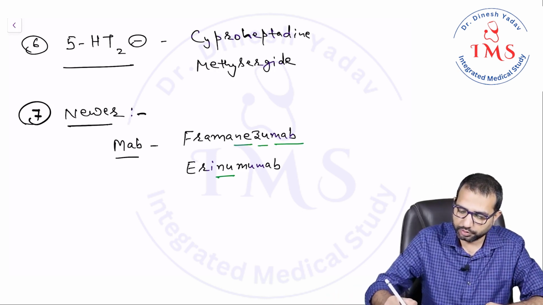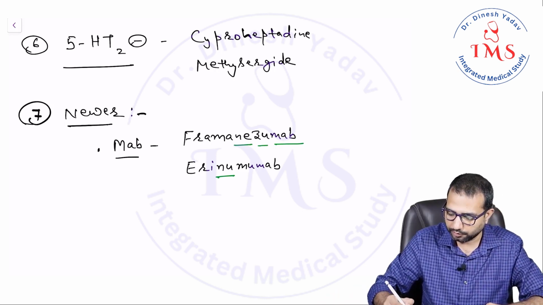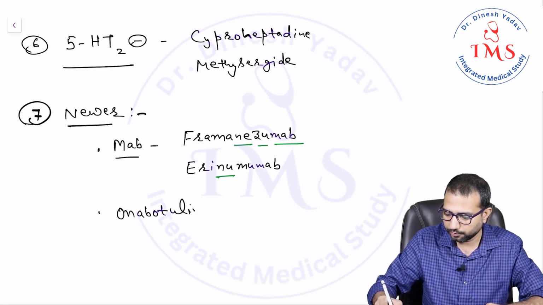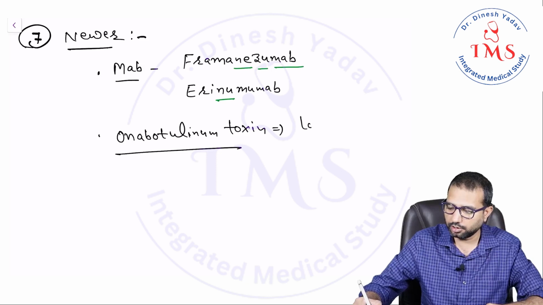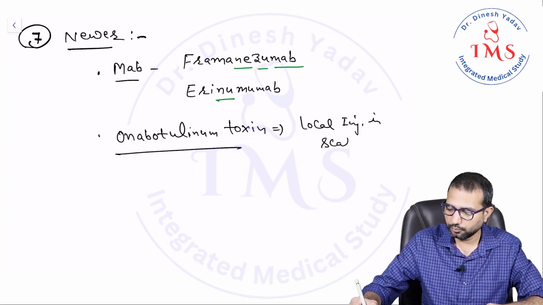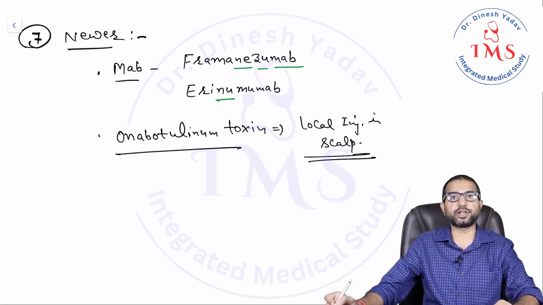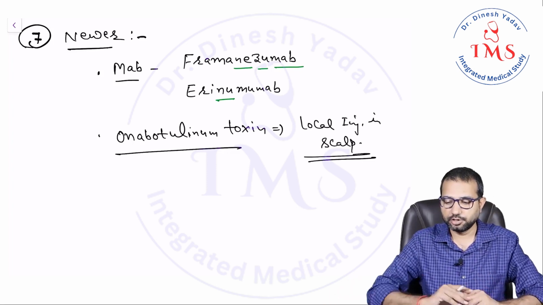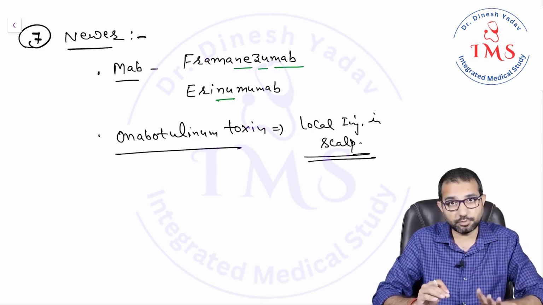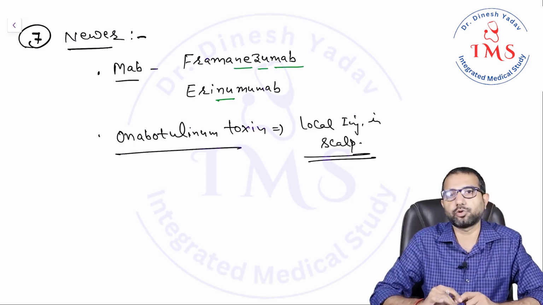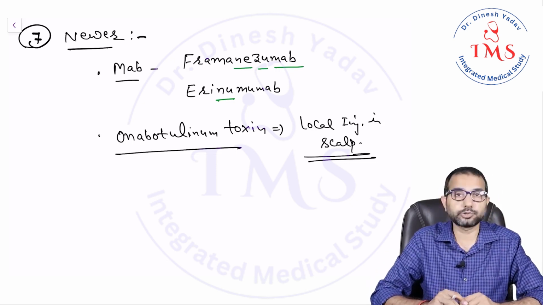Other than these monoclonal antibodies, we also have onabotulinum toxin. I told you, if you remember, onabotulinum toxin is also approved for migraine prophylaxis. It can be given as a local injection in the scalp. So that is also used for migraine prophylaxis or tension headache. So these are the drugs used for migraine prophylaxis. In the acute attack, triptans are still best, and in prophylaxis, beta blockers are best. So that is about the drugs for migraine therapy.